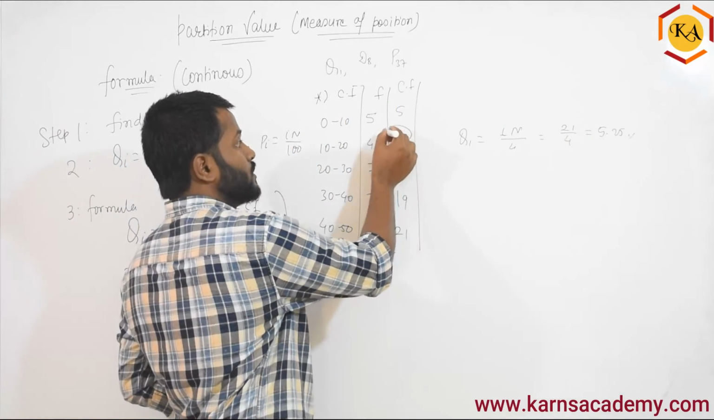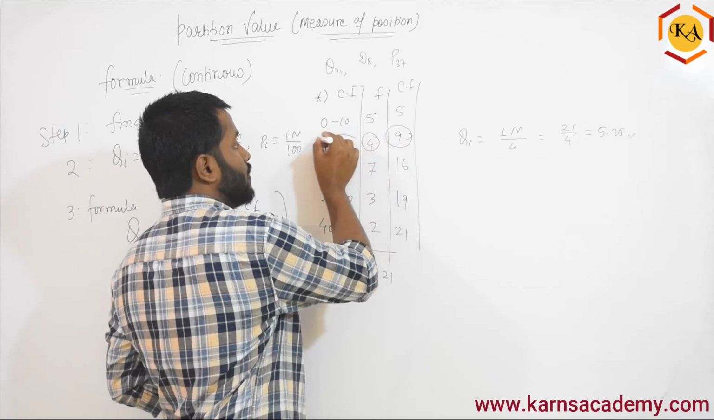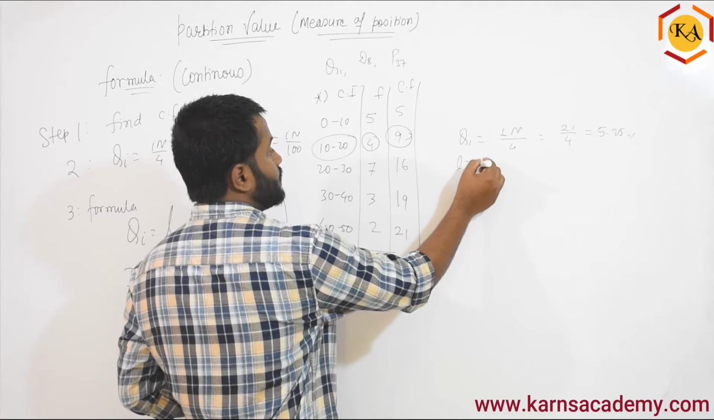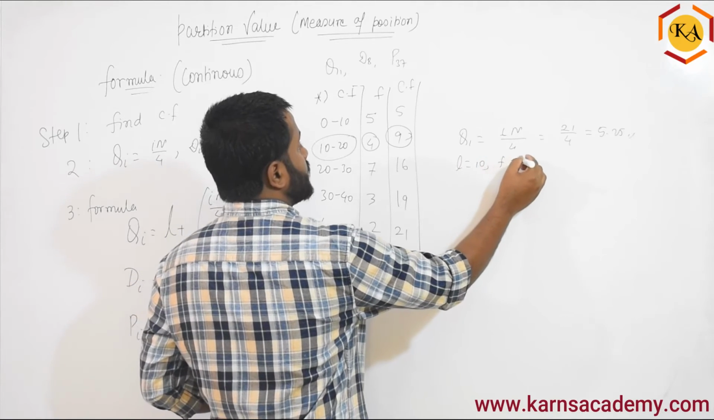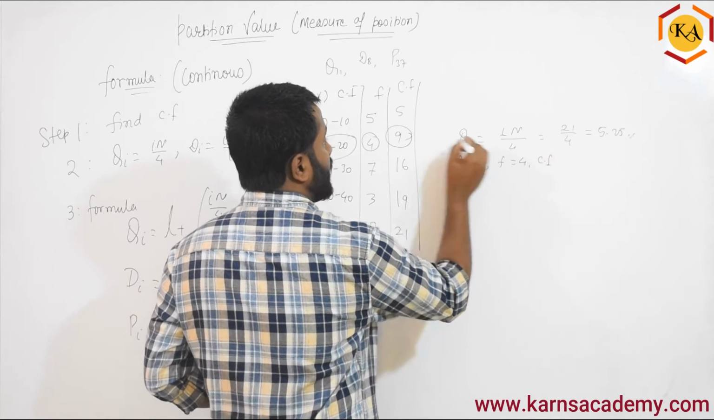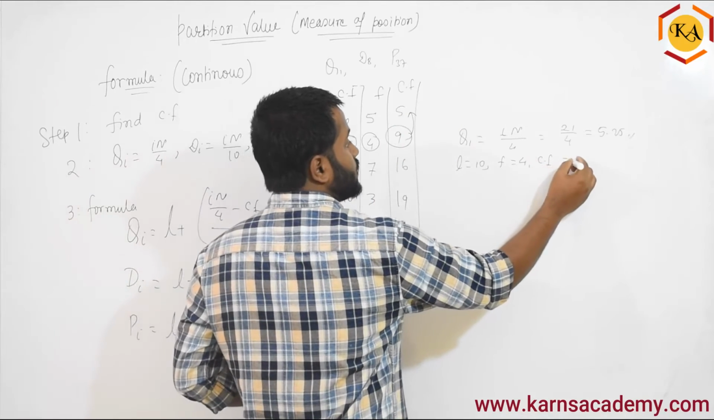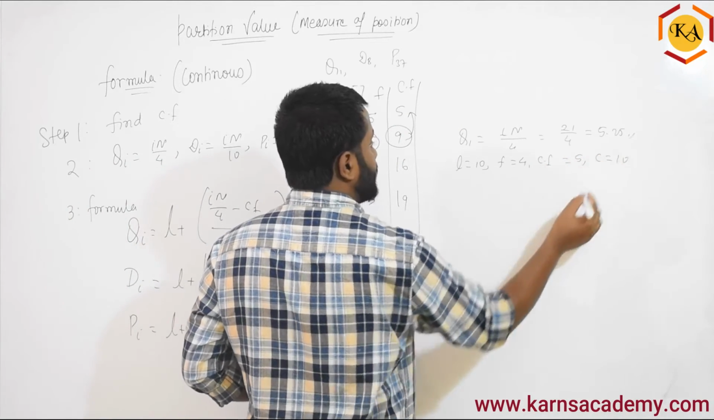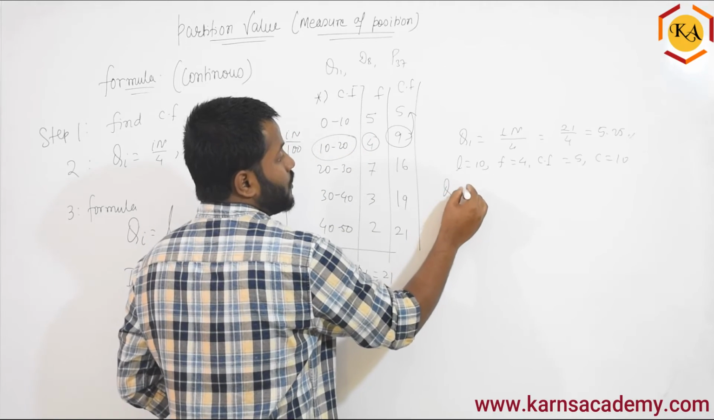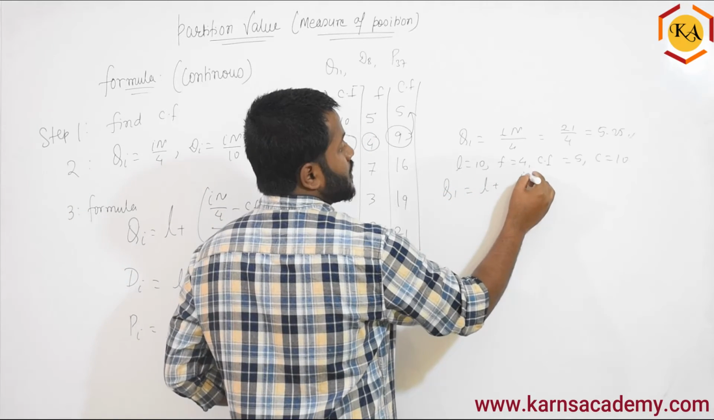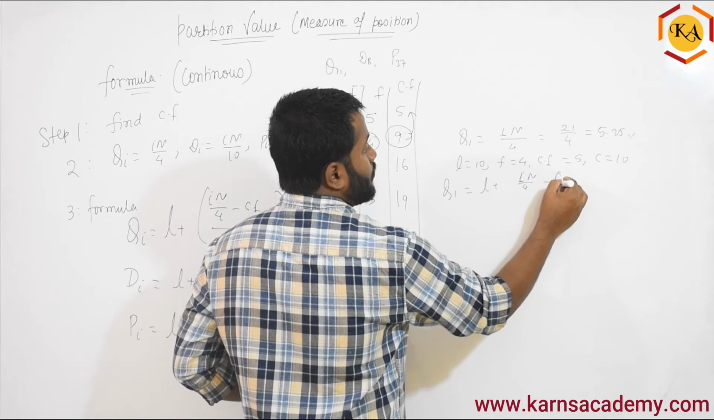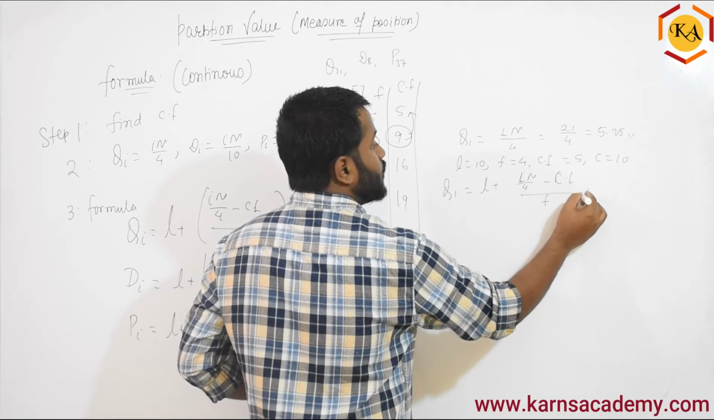So of course you are going to select this, right? So what will be your L value? 10. What is your F value? That is 4. What is your CF value? One above that, remember, which is nothing but 5. And what is your C value? Which is nothing but 10. Now substitute this. So Q1 is equal to L plus 1n by 4 minus CF by F into C.